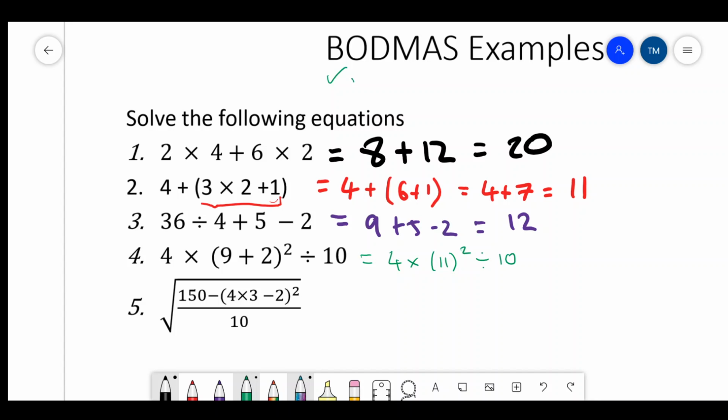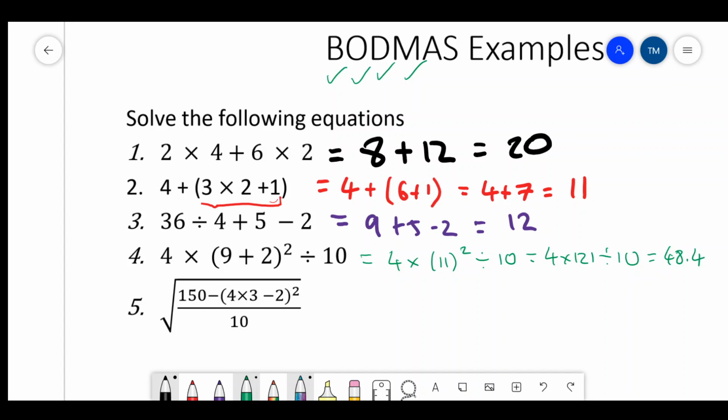The next thing is we check, do we have a power? Yes, we do have a power. So we have 11 squared. So we solve that. So 11 squared is equal to 121. So it's 4 times 121 divided by 10. And then we look at our next step. We have a division and a multiplication. Doesn't matter what we do first, so we'll do 4 times 121 divided by 10, which is equal to 48.4. And that gives us our answer for question 4.